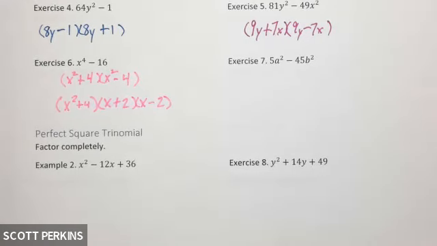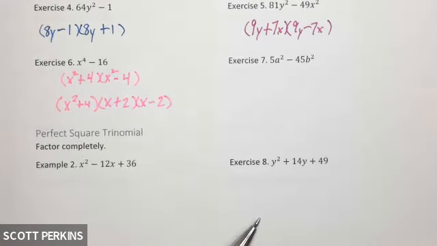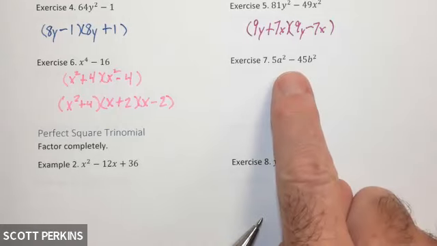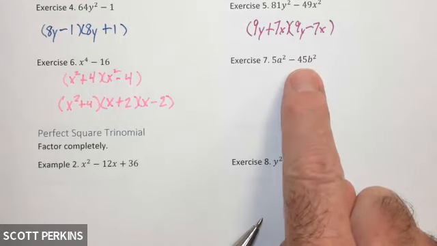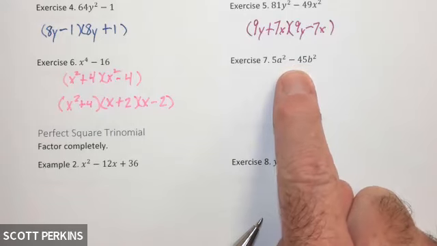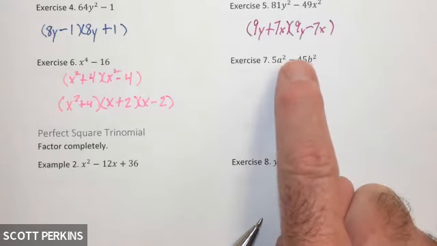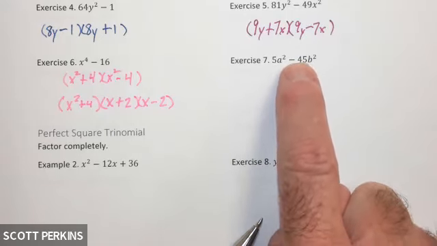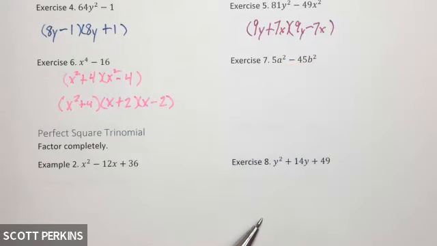Okay, exercise 7. Exercise 7 doesn't look like a difference of squares right off the bat. What do I need to do with that one first, do you think? Take out the common factor. Yes, there's nothing to group here because there's not 4 terms. We only group things that have 4 terms, but I do notice that both terms have a 5. So what I would recommend is take that 5 out first and then look at what's left.